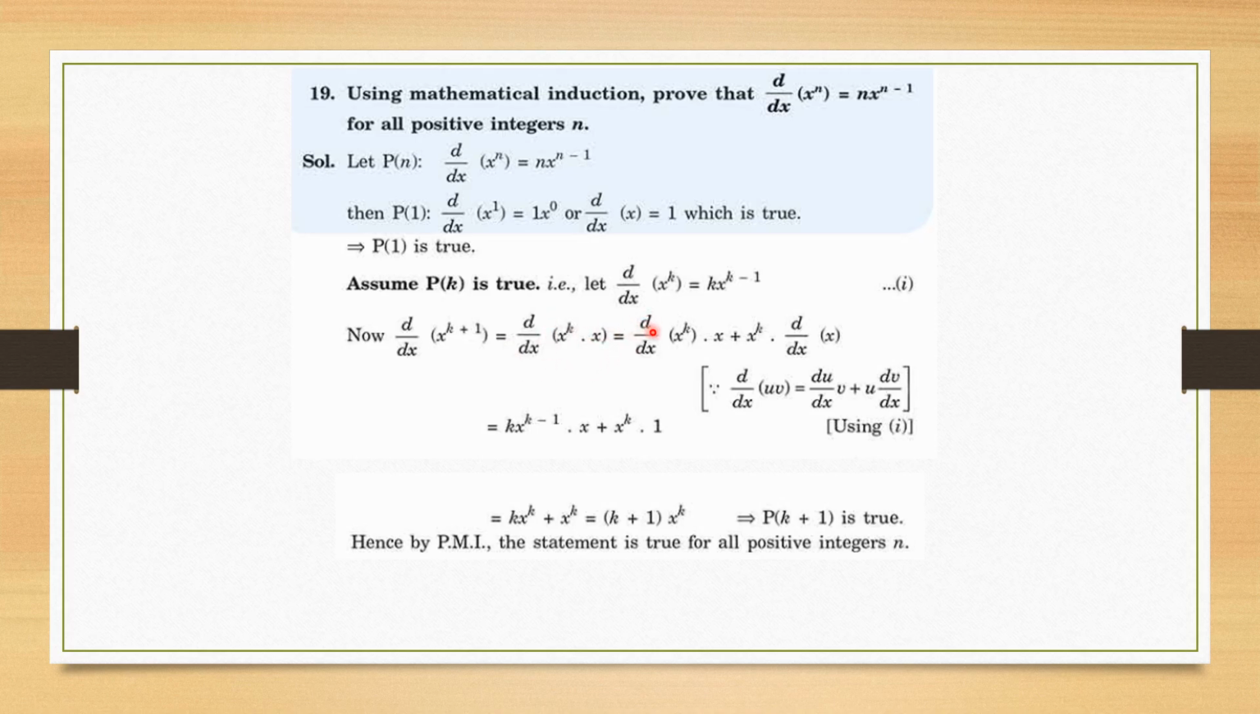So it will be like d/dx of x raised to power k into x, plus x raised to power k into d/dx of x. So d/dx of x raised to power k, you will put the value from here, like k x^(k-1), into x, plus x raised to power k, and d/dx of x is 1. So it is k x^k, as x powers can be added, plus x^k. Take x^k common, and it is (k+1) x^k, that is P(k+1) is true. Hence, by the principle of induction, this result is true for all positive integers n.